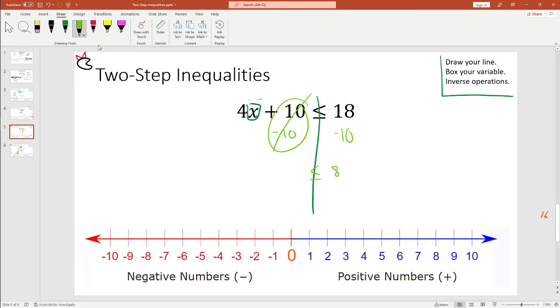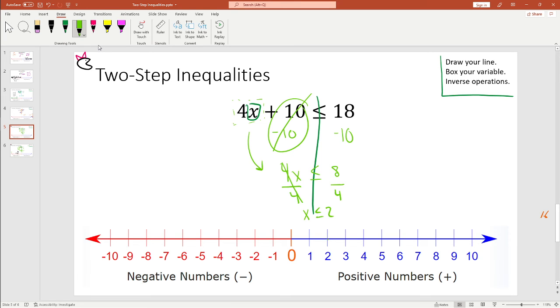And again, this quantity did not go away. So I'm just going to rewrite it. So I get 4x is less than or equal to 8. 4x means 4 times x, so the opposite here would be to divide. And I get this inequality of x is less than or equal to 2.